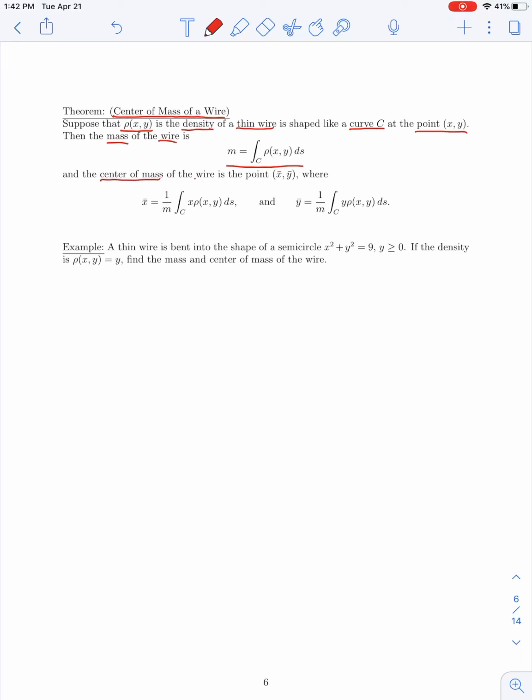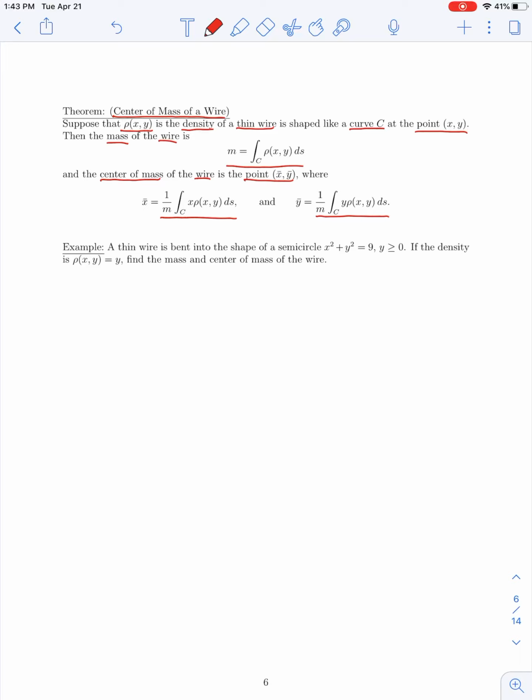And to find the center of mass of our wire, well, if it's a wire in 2 dimensions, our center of mass would be the point x bar, y bar, where x bar is given by 1 over the mass times the line integral of x times the density function with respect to s, and y bar is given by 1 over the mass of the wire times the line integral of y times the density function over the curve C.